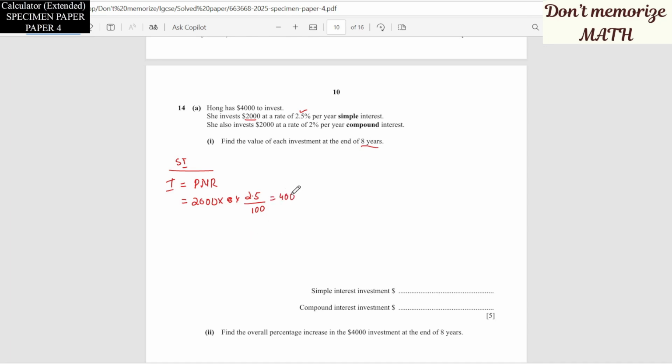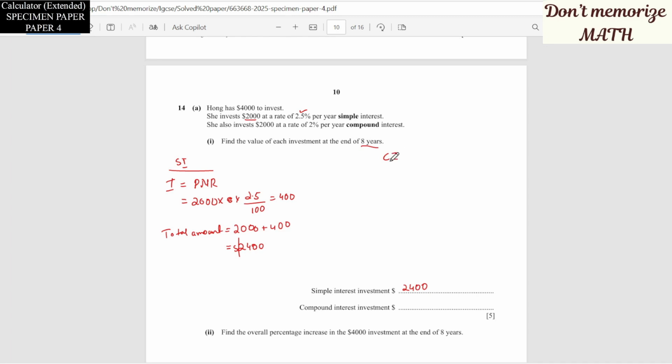So 400 is the interest. What will be the total amount? She invested 2000 and got 400 as interest, so 2000 plus 400, and the final amount after 8 years will be $2,400. So the simple interest investment will be 2,400. Now we will find it for the compound interest.